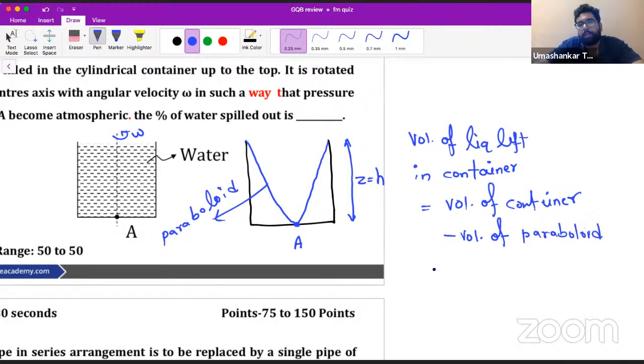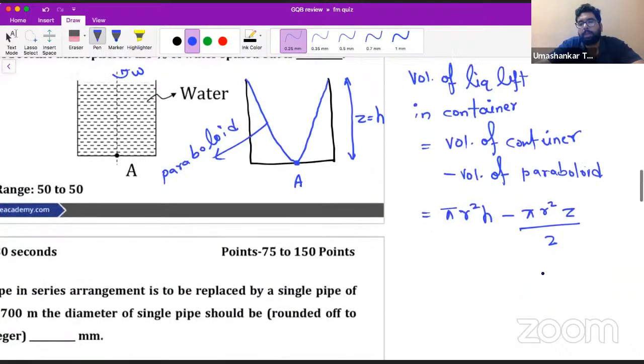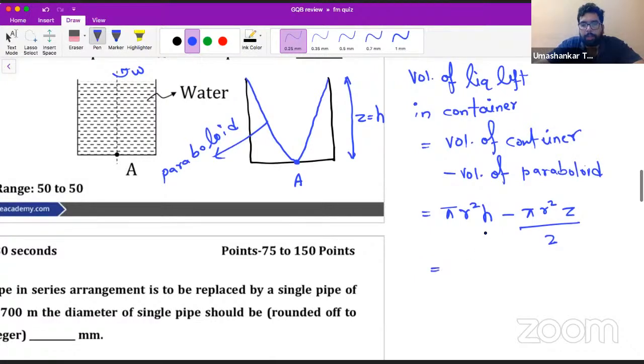Volume of container minus volume of paraboloid, right? So what is the volume of container? It is pi r square h minus the volume of paraboloid, which is half the volume of the circumscribed cylinder, so pi r square z by 2. What is the z in this case? This z is equal to the height of the paraboloid. So it is pi r square h minus pi r square h by 2.